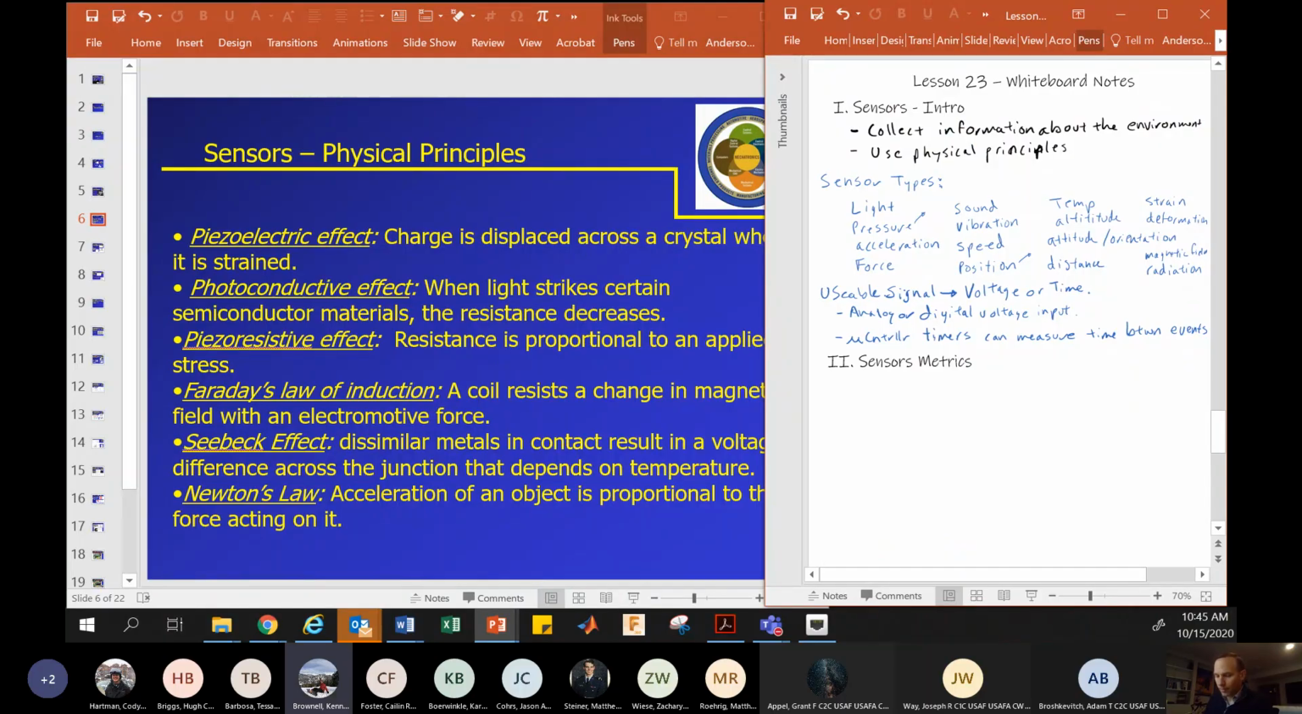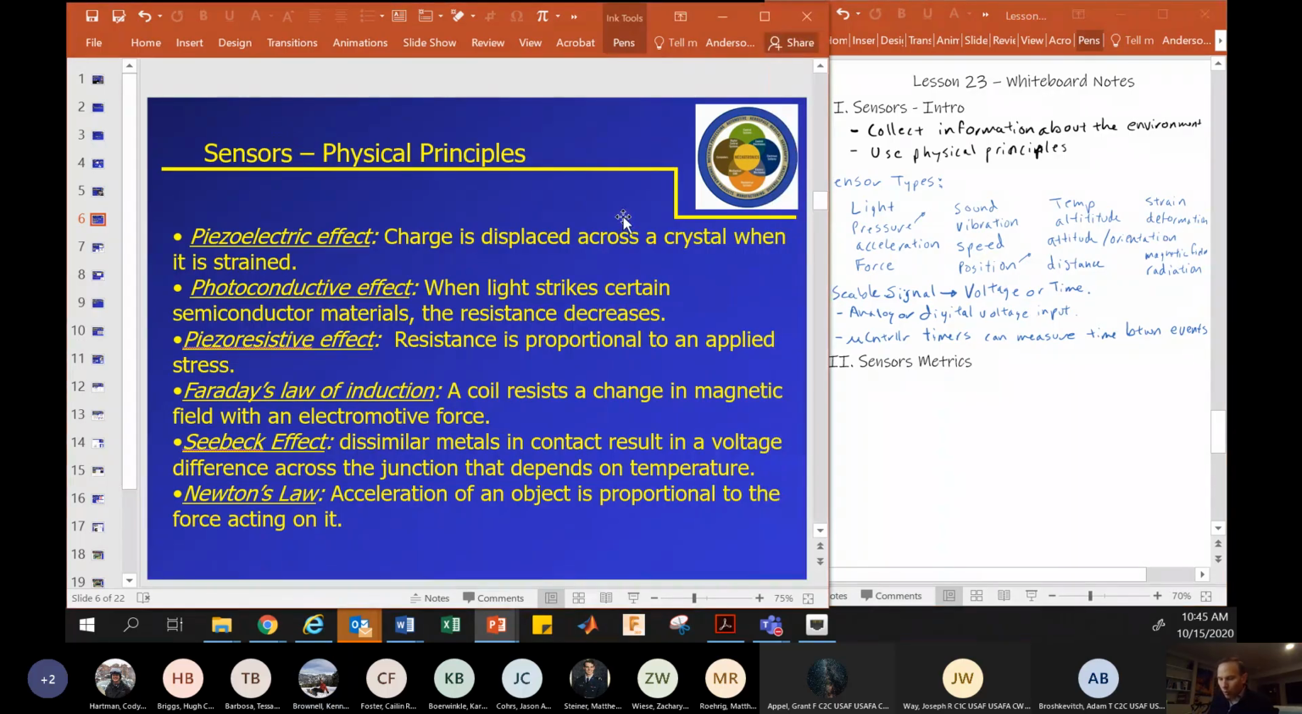Okay. All right. So back to these physical principles. One such physical principle is the piezoelectric effect, and that is that for certain materials, when you strain them, so you apply a load to them, a charge is generated. And we can use that effect to measure force. We can use it to measure displacement.